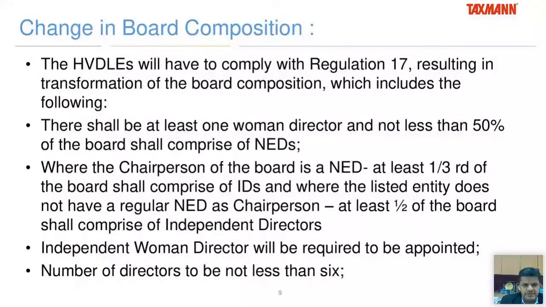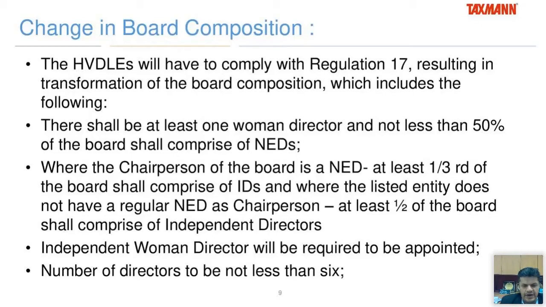In terms of the process of change in the board composition, the high value debt listed entities will have to comply with Regulation 17, resulting in transformation of board composition, which includes the following. There shall be at least one woman director, and not less than 50% of the board shall comprise of non-executive directors. We know that woman director is compulsory under the Companies Act for certain classes of companies.